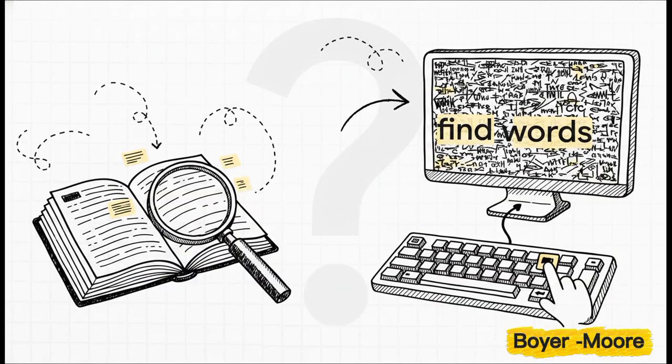I mean, really think about that for a second. You hit Control F, you type in a word, and bam, there it is, highlighted, even if it's in a 1,000-page novel. So how on earth does your computer sift through all of that text so fast without reading every single letter? That is the exact mystery we're solving today.